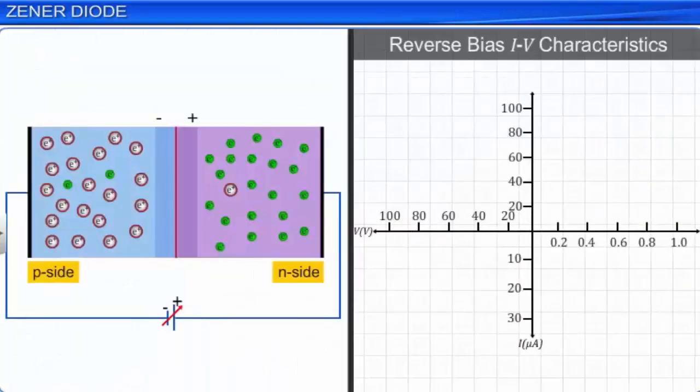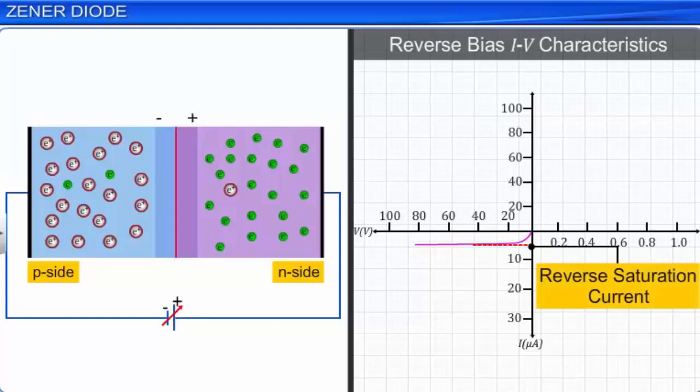According to the IV characteristic of a PN junction diode, the current through a reverse biased diode changes very little with an increase in applied voltage, and it remains almost constant. The value of this current is called the reverse saturation current.